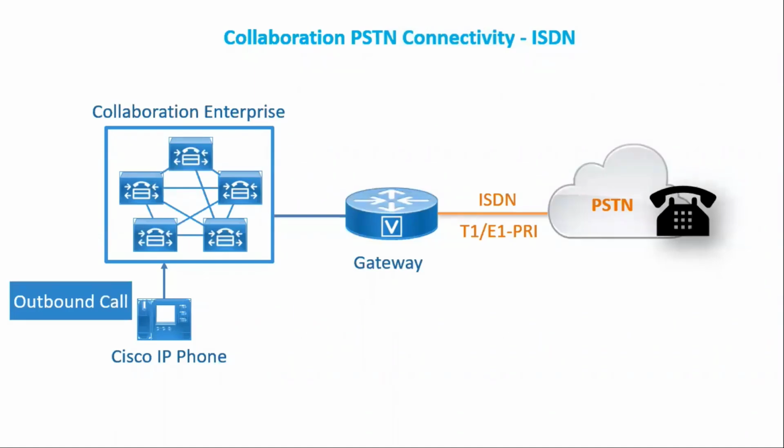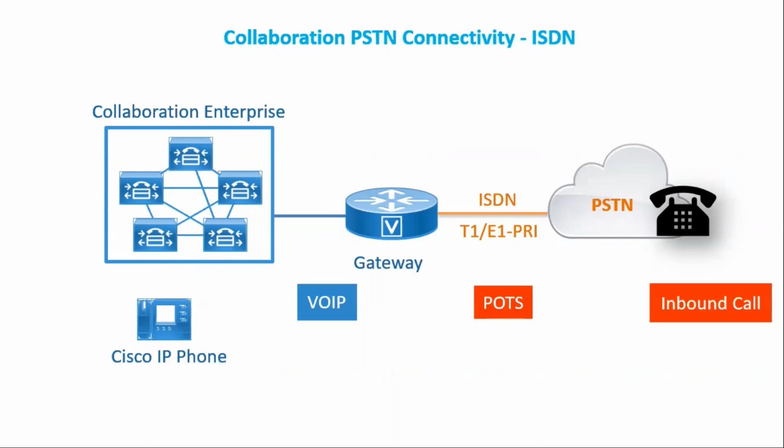The call manager server then sends the signals to the gateway, and this signal is considered the VoIP call leg. The other leg of the call is between the gateway and the PSTN. It's called the POTS call leg.